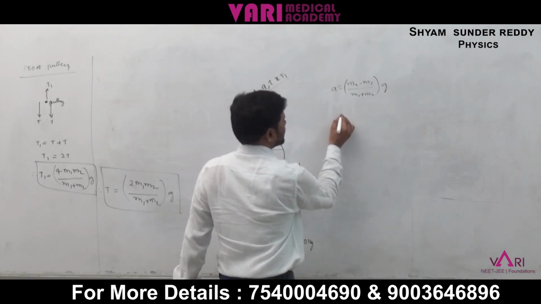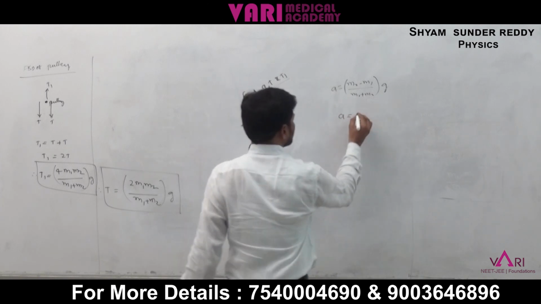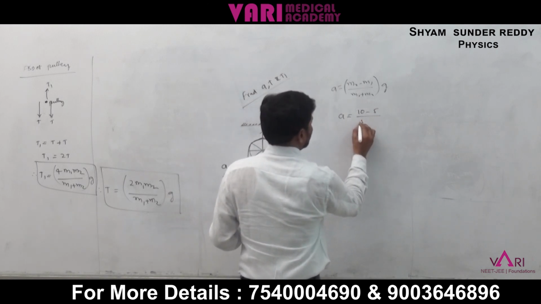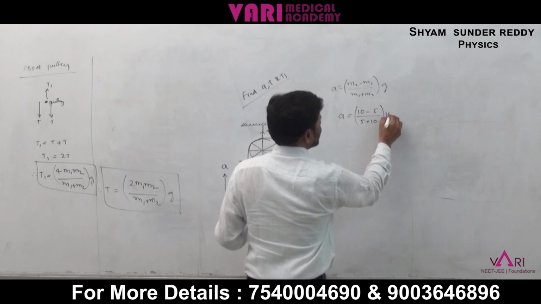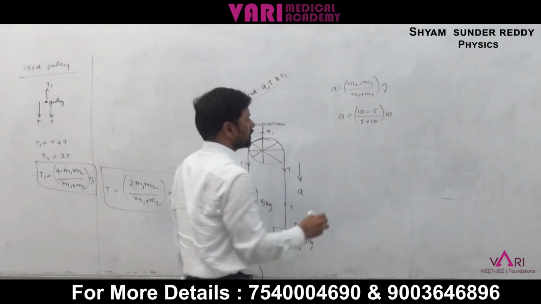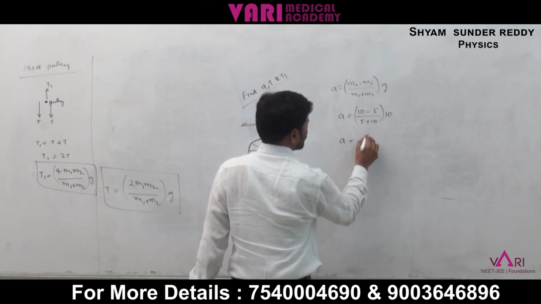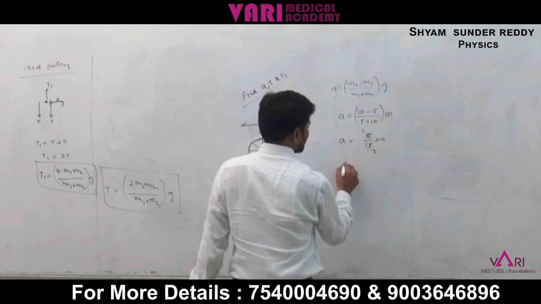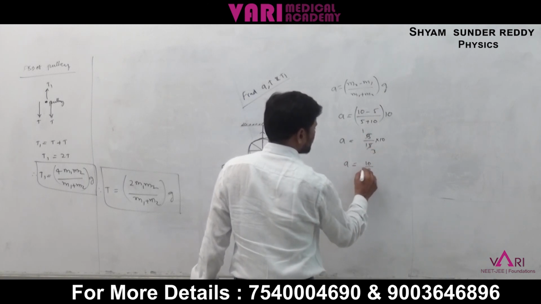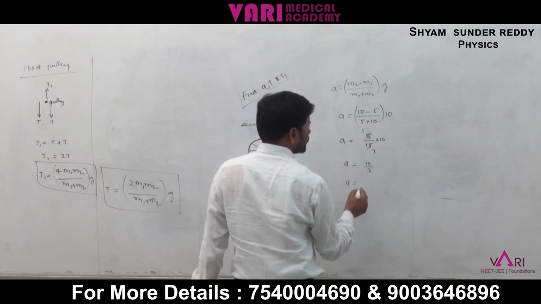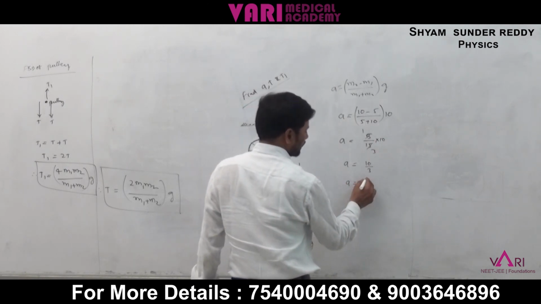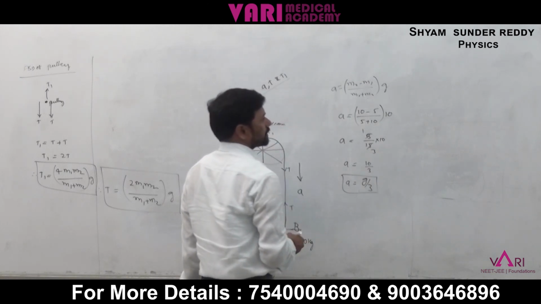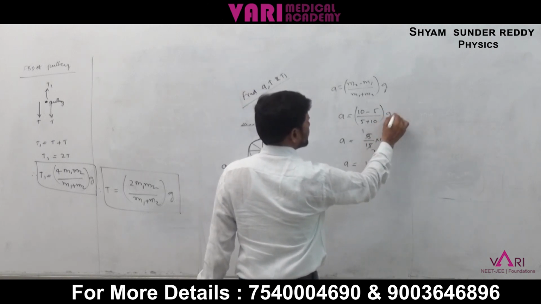Here, a is equal to, what is m2? m2 is 10, m1 is 5, by 5 plus 10 into g, taking g as 10 meter per second square. So a is equal to 5 by 15 into 10, which is a is equal to 10 by 3. Otherwise, a is equal to g by 3. If you have the g value, substitute it. Otherwise, you can directly write g here.